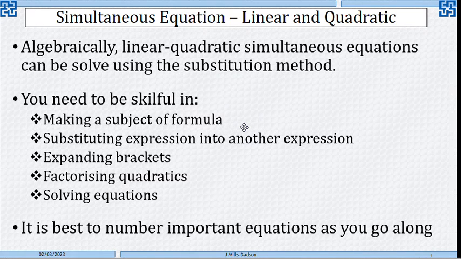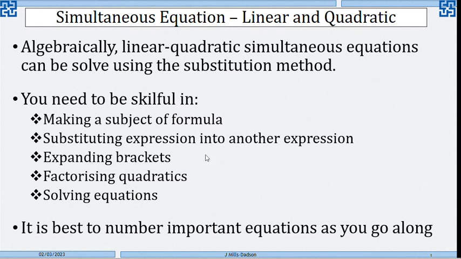Before we do that, you must be skillful in making a subject of a formula, how to substitute an expression into another given expression, how to expand brackets, how to factorize quadratics and other expressions, and how to solve equations in general. And it's always best to number your equations in steps as you go along.